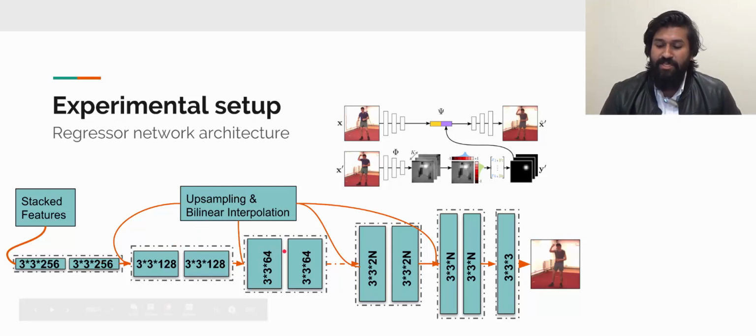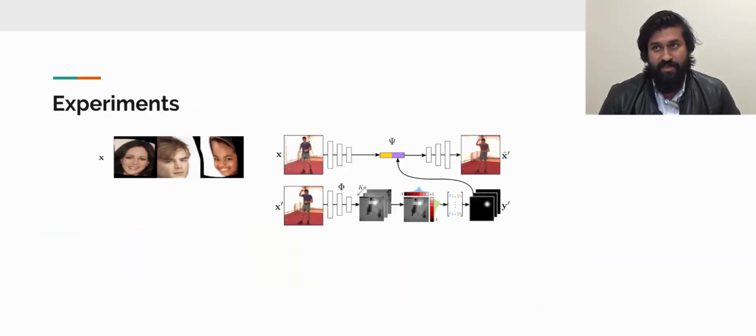And they have made a unique choice for this upsampling. Instead of doing regular unpooling or deconvolution, they are using bilinear interpolation. So that's it for the regressor network architecture. Now let's look into the experiments.